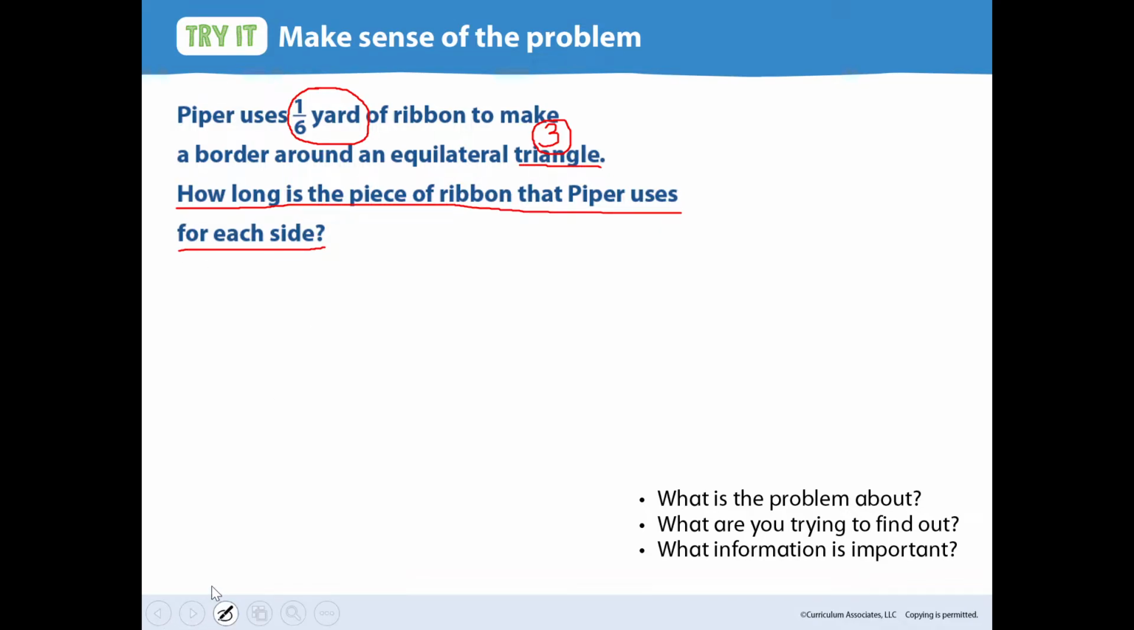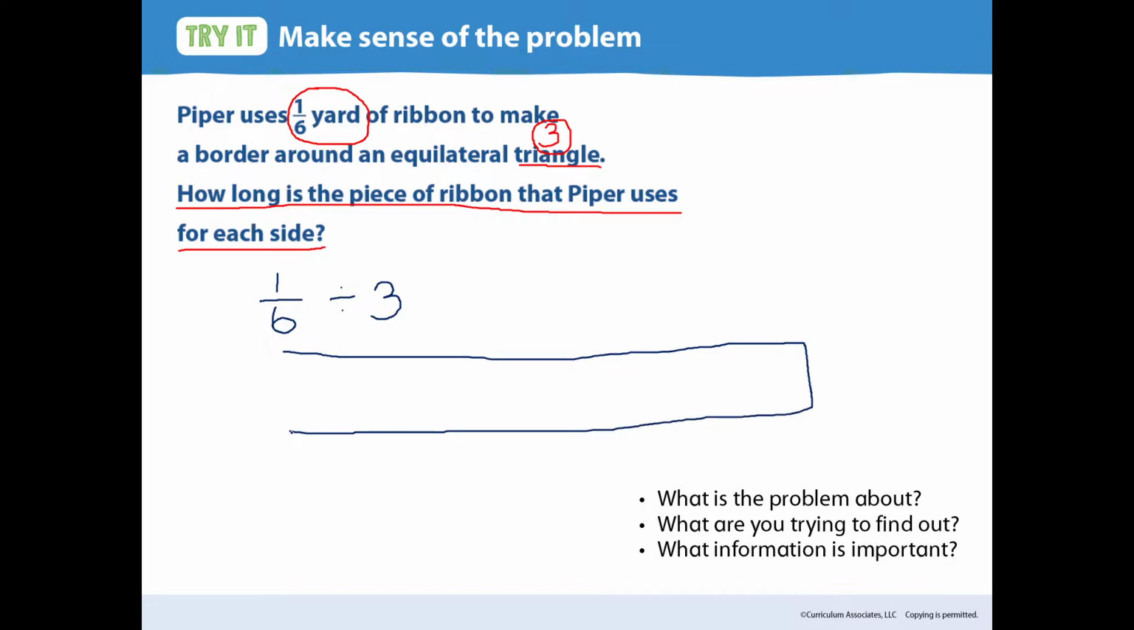Okay, so if I were to write this out, I would take the total amount of ribbon. So we're going to start with our 1/6, and we are dividing that into 3 sides of the triangle. So our equation looks like this: 1/6 divided by 3. So to use the same model that we used before, let's see if I can do this drawing with my mouse.